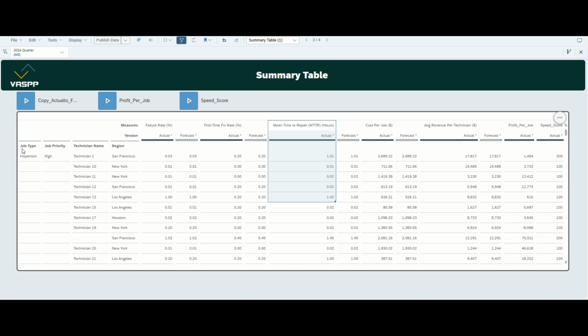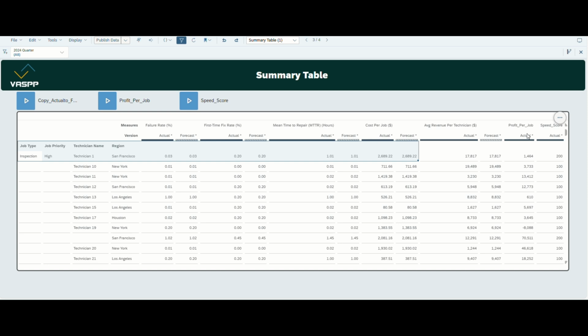Now look at mean time to repair. Every additional hour adds to downtime, lost revenue, and resource drain. Comparing this across job types or regions gives you instant insight into where delays are creeping in. The cost per job gives you bottom-line clarity. Are you spending too much on specific job types or technician tiers?